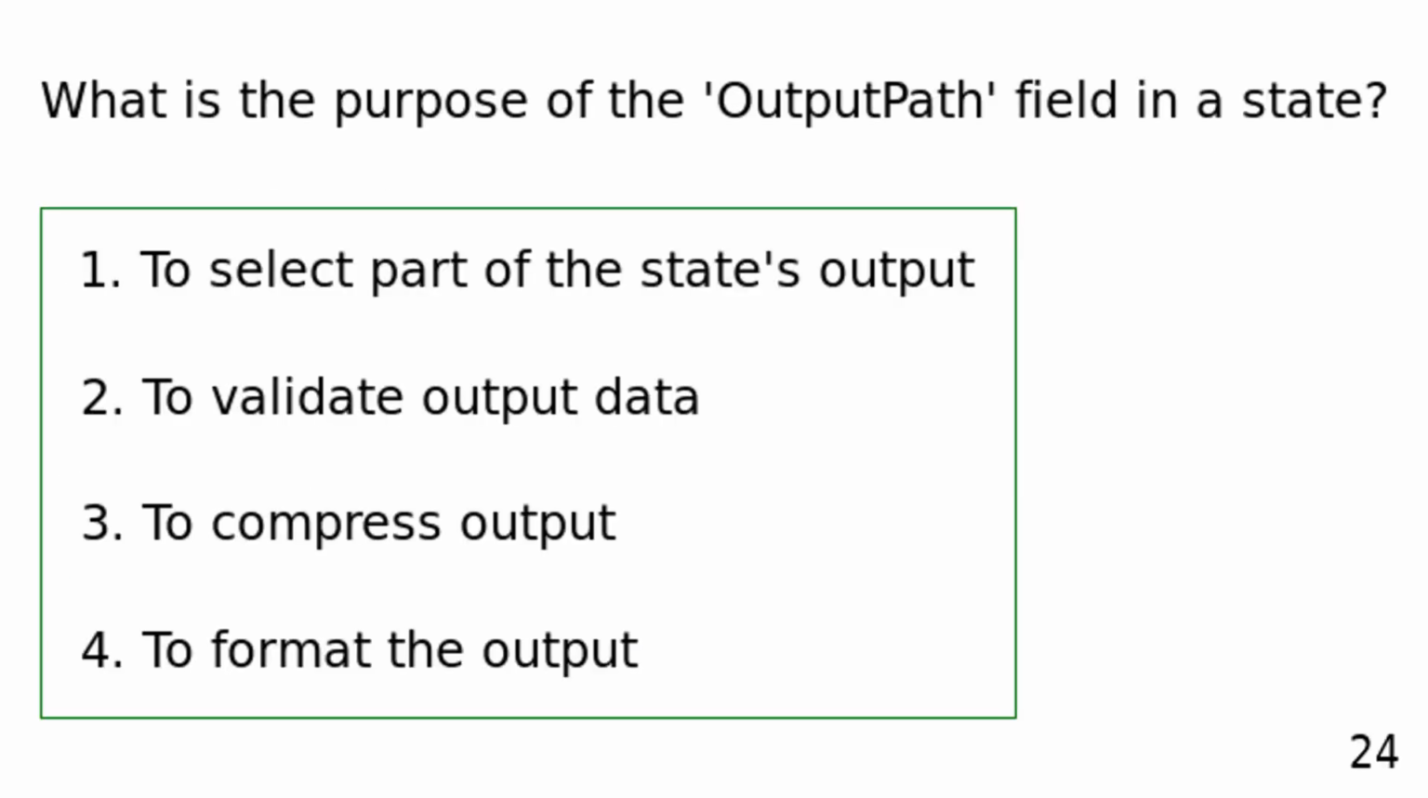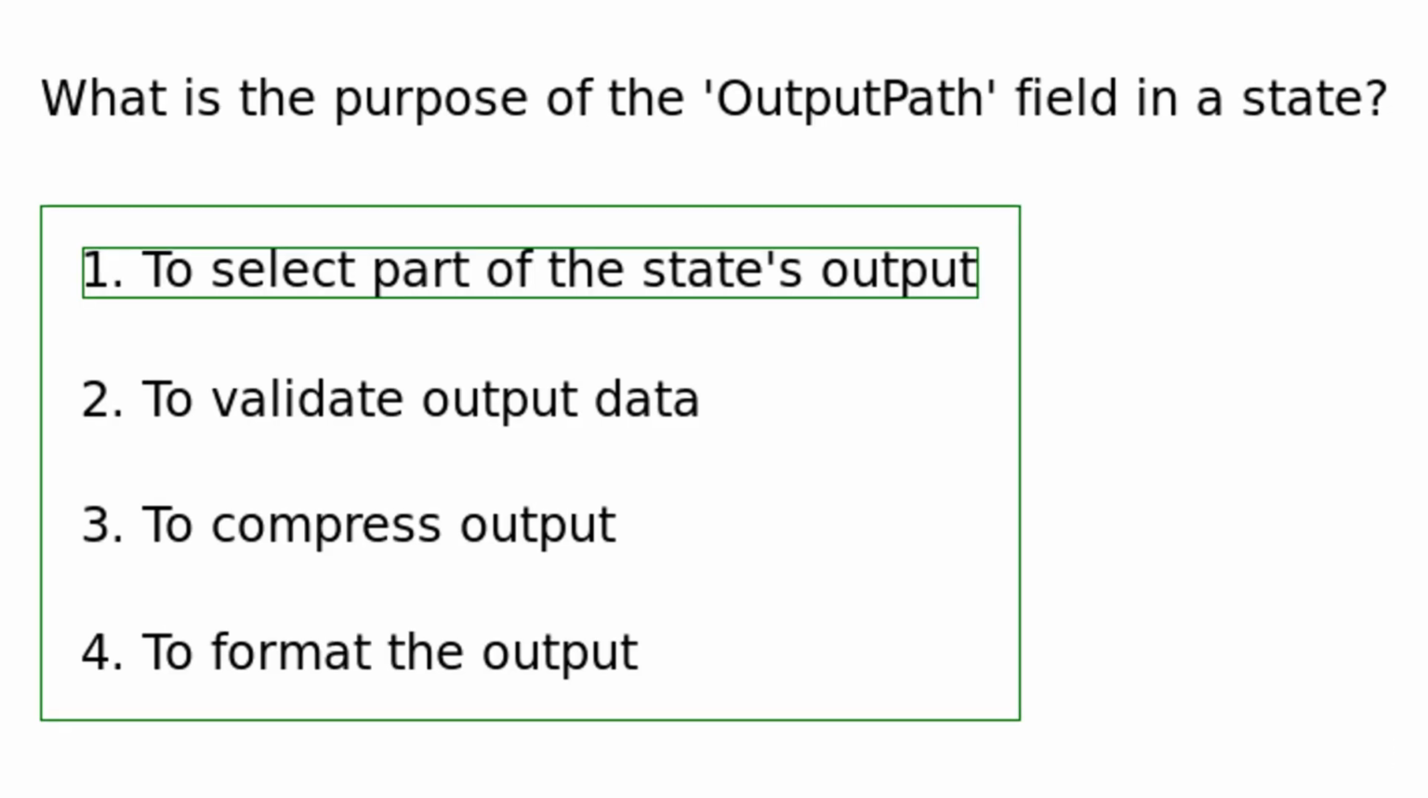What is the purpose of the output path field in a state? To select part of the state's output. To validate output data. To compress output. To format the output. The output path field in a state of AWS Step Functions is used to select a portion of the state's output to pass to the next state, allowing you to filter and transform the data.